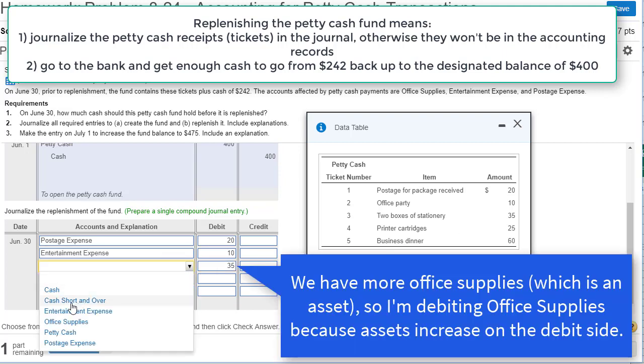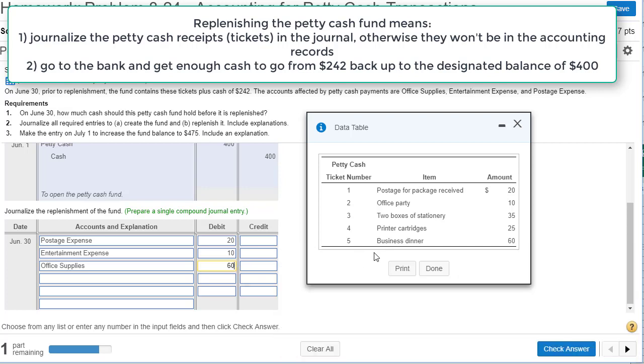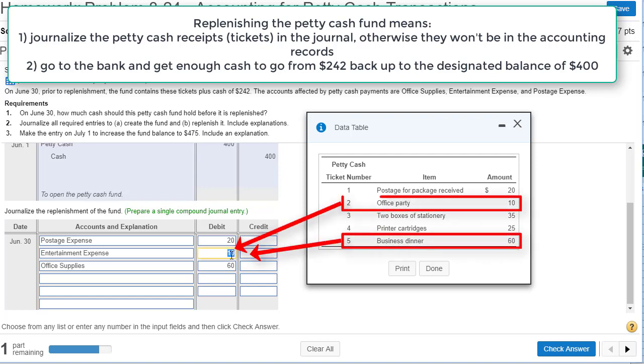Let's see what they got for that. Office supplies. And then we've got printer cartridges, so that's more office supplies. So instead of writing down office supplies again, you're just going to add this $25 for the printer cartridges to this $35, which represented the stationery boxes. So we've got 60. And then we've got business dinner, $60. So that's entertainment. So we're going to add this $60 entertainment to the $10 entertainment, gives us 70.